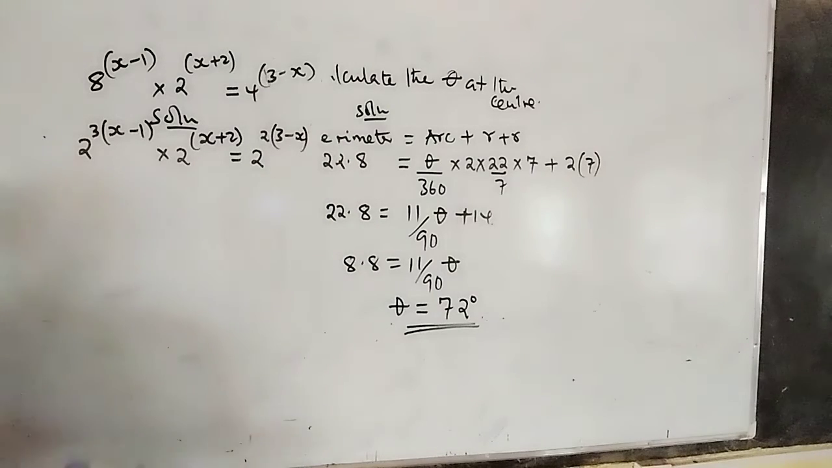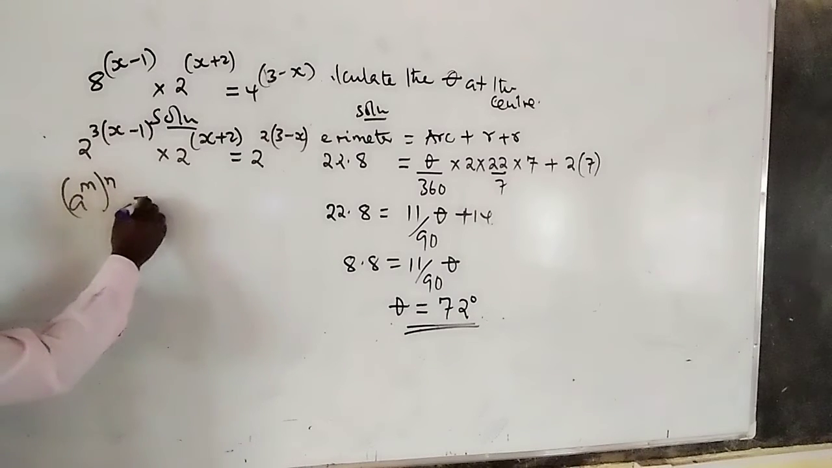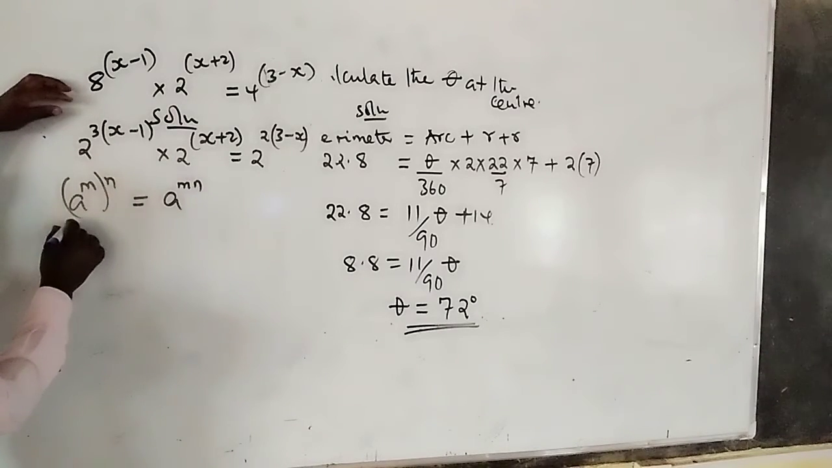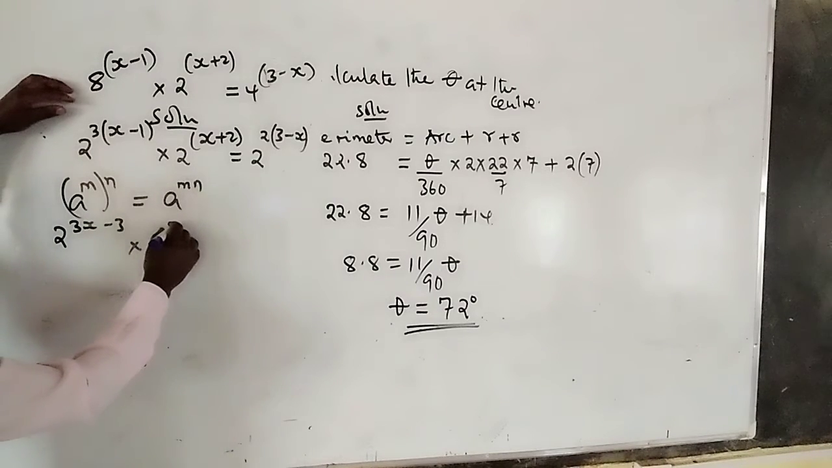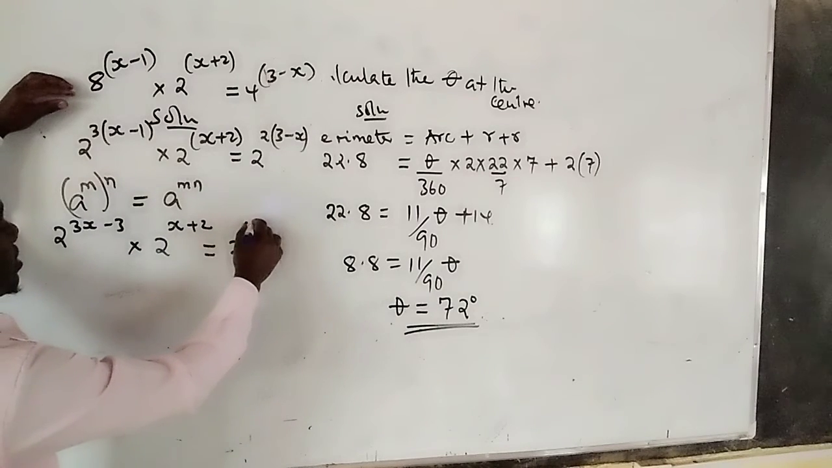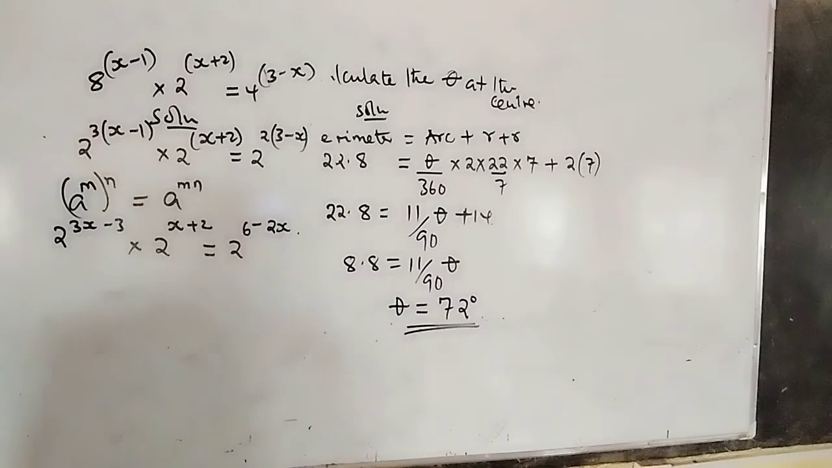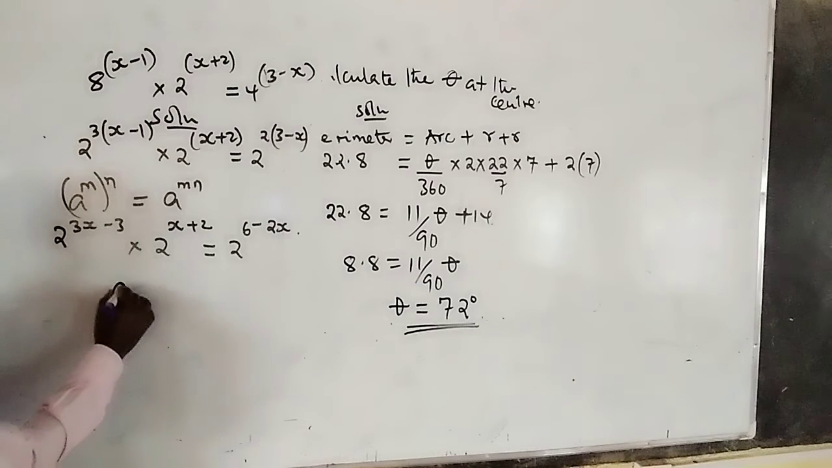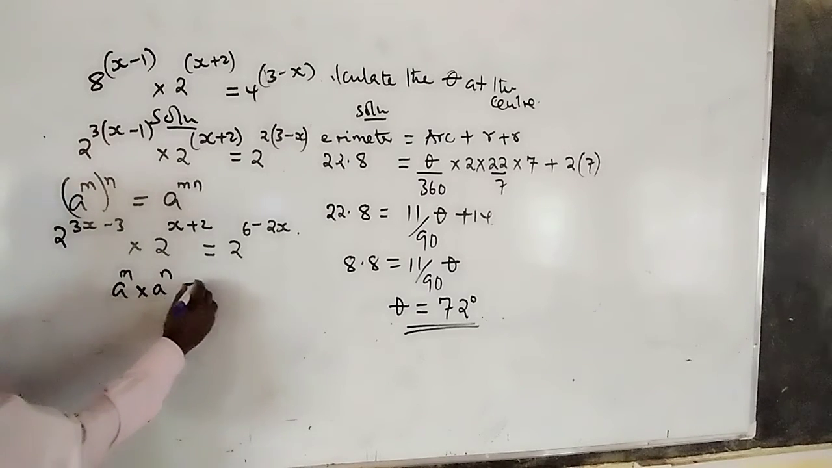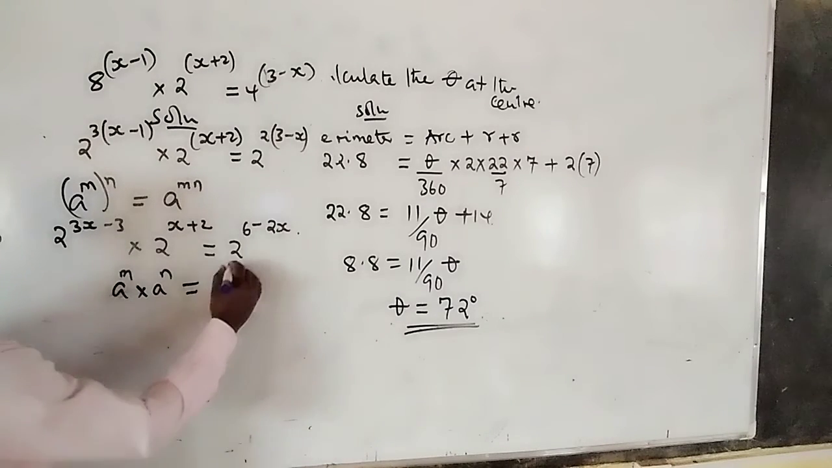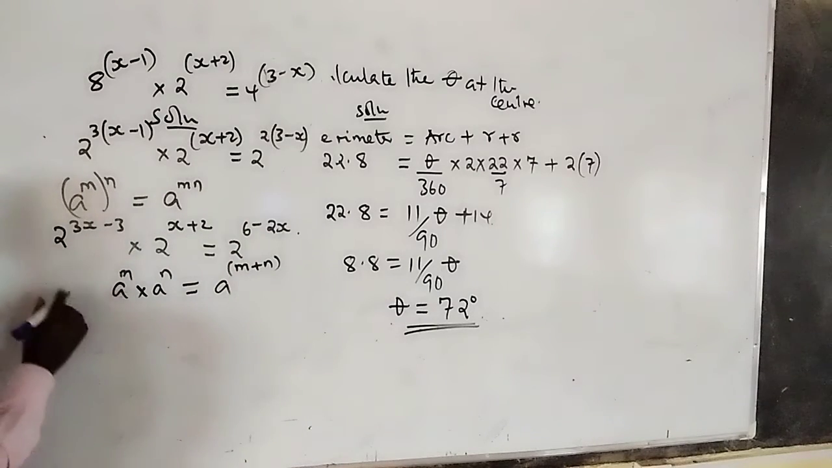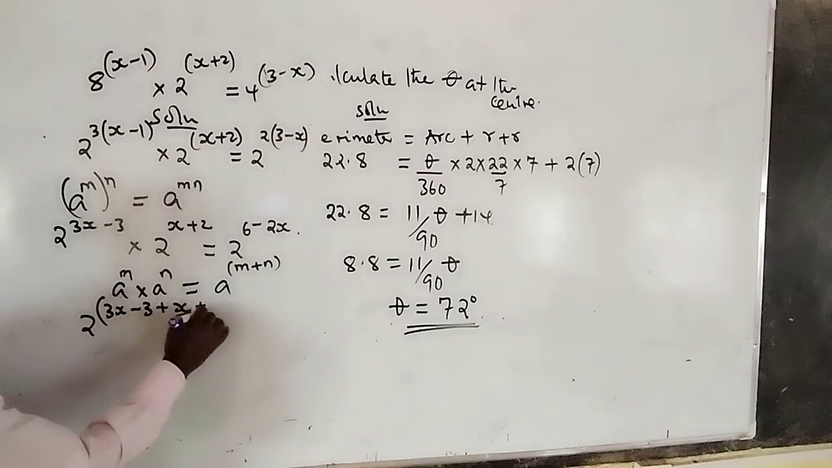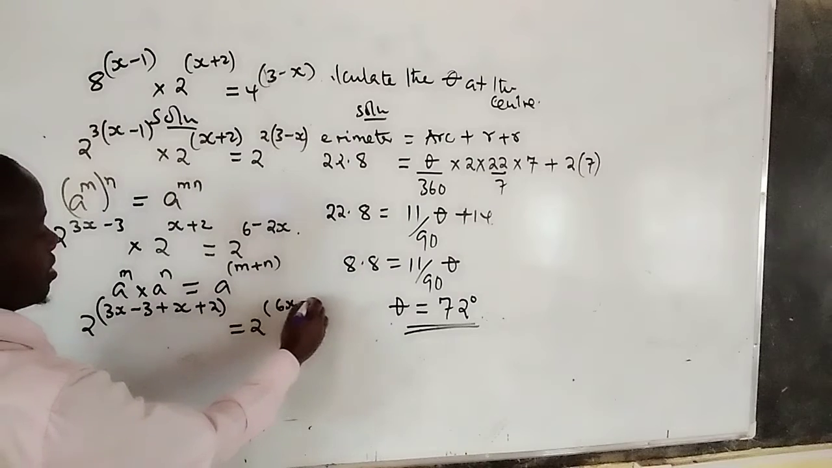Now, under the laws of indices, when we have a power being raised to another power, we multiply and get the product mn. So in this case, it will be 2 power 3x minus 3 times 2 power x plus 2 is equal to 2 power 6 minus 2x. Because the bases are the same, we use the law of indices which says that when you have two numbers with the same base, you take the common base and add the powers. So this shall be 2 to the power of 3x minus 3 plus x plus 2, equal to 2 power 6 minus 2x.